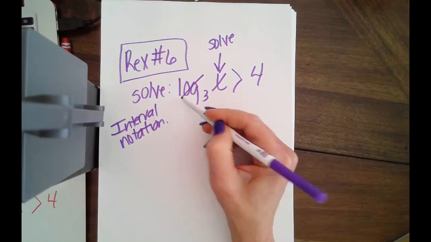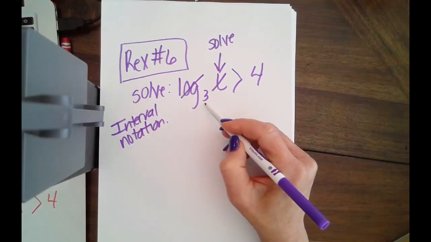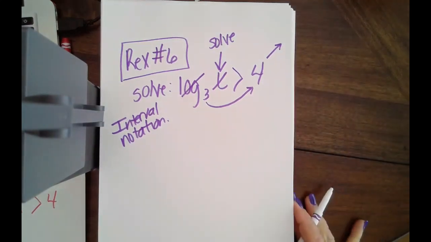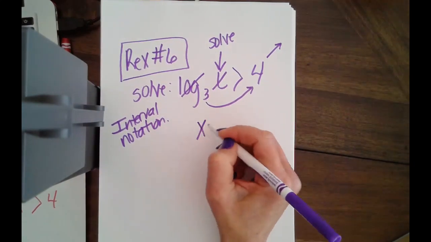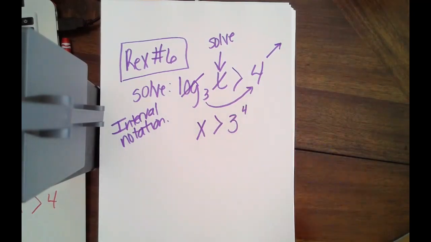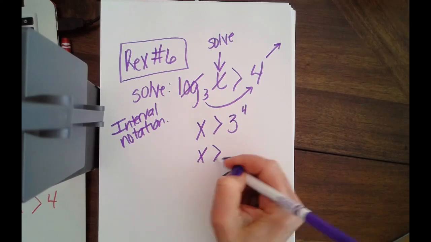So remember how we do that? We get rid of the word log, that releases this base. It goes over and bumps up the exponent. So now you say x is greater than 3 to the 4th power. We didn't have any flippage, we didn't have anything weird going on. We just said, okay, 3 to the 4th power. Well, x has to be greater than 81.